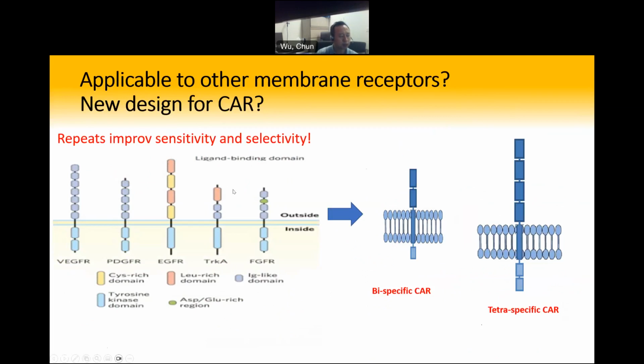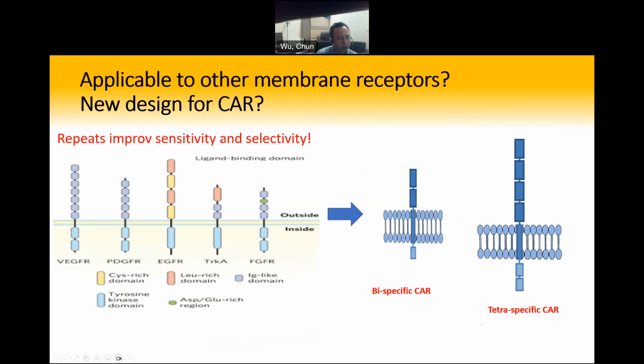Do other proteins work by a similar mechanism? And the answer is yes. Here we found the membrane receptor kinases, and they mimic the same architecture, except they have some repeats in the extracellular domain and also the intracellular domain. And we hypothesize this will improve the sensitivity and selectivity of those signal transducer receptors.